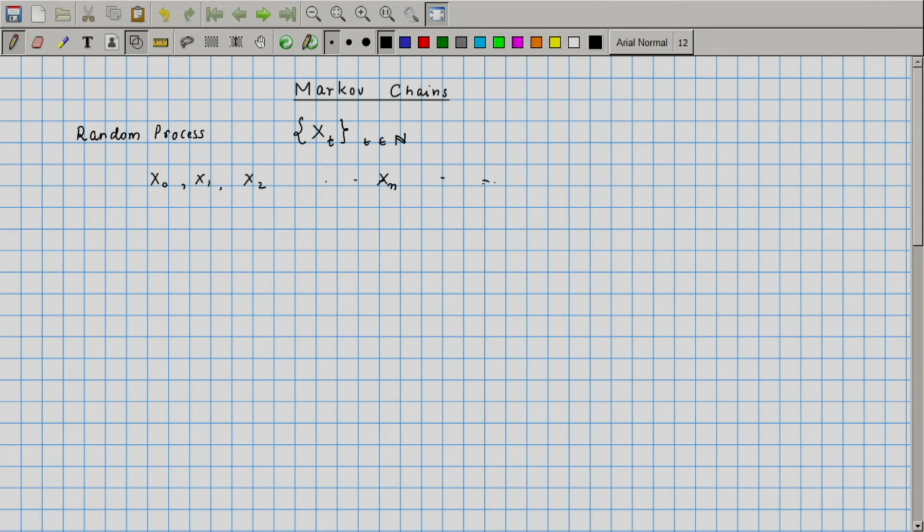We will assume that these random variables take discrete values, or values from a discrete sample space. So, we can conveniently assume it to be again from the set of natural numbers. Let us look at this conditional probability, that xn is equal to, let us say, alpha, when you are looking at the value that the nth random variable takes, conditioned on the values taken by x0 to xn minus 1.